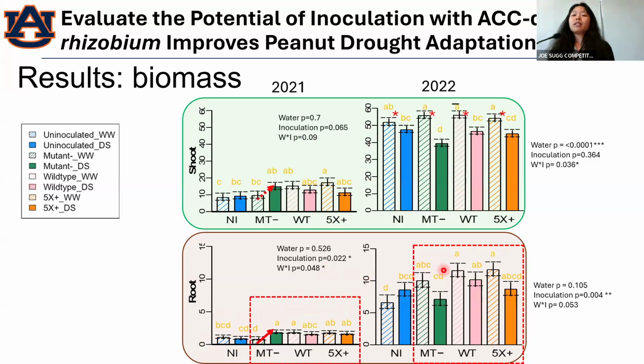And also we notice there is an increased trend in the shoot and the root biomass in 2021 for the plants inoculated with mutant negative. But we didn't see it in 2022, and we're still trying to understand why this is happening.